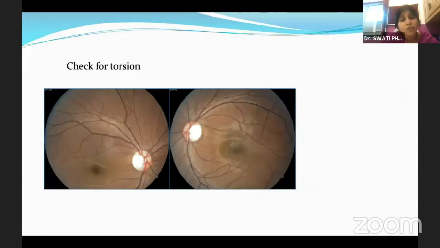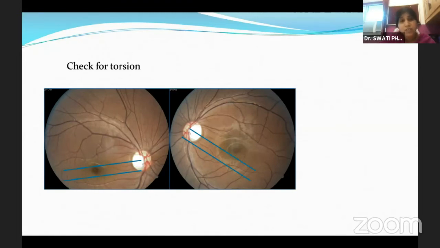We should also look for the torsion in such cases. In a normal case, the fovea is placed between the line passing from the inferior pole of the disc and the line passing from the middle of the disc. While in the presence of intorsion, the fovea is displaced upwards, above the line that passes from the middle of the disc. So always check for the torsion.